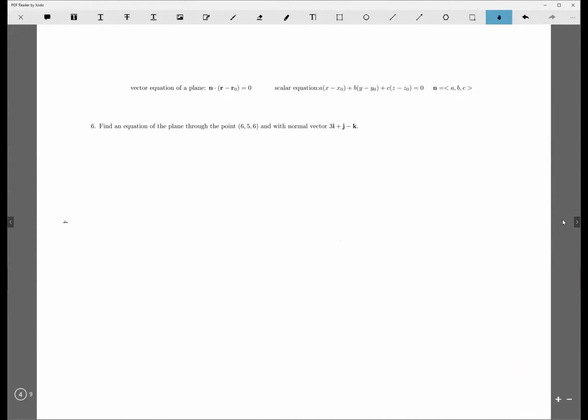Great. Okay, so let's go on to the next problem. Here we're getting into the equation of a plane. There's not very much time left, but let me just explain how this works.